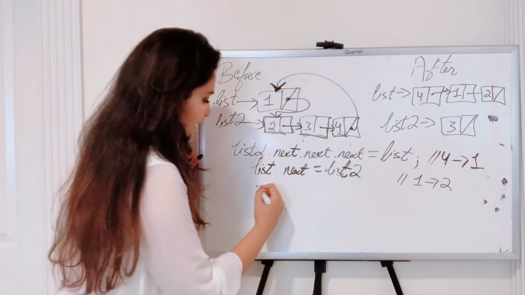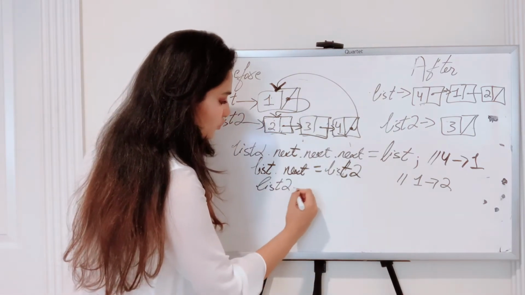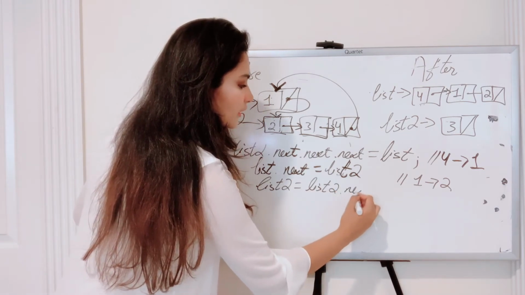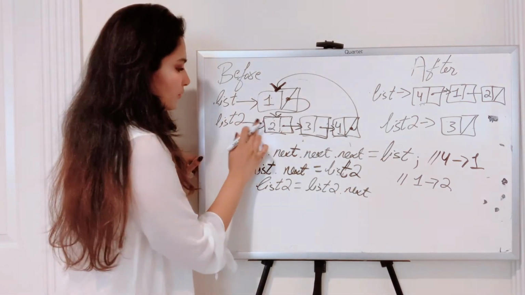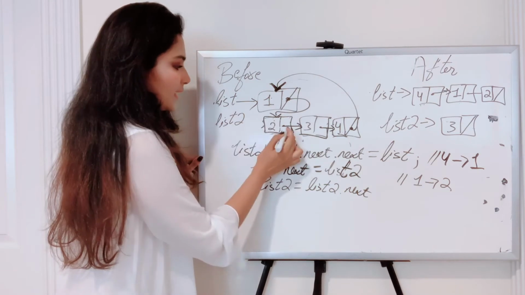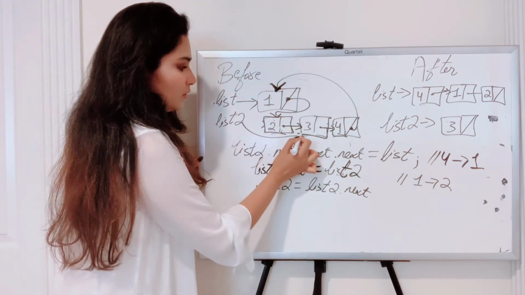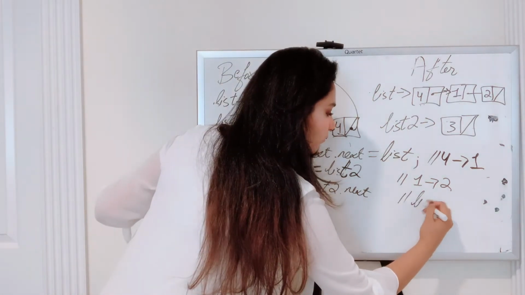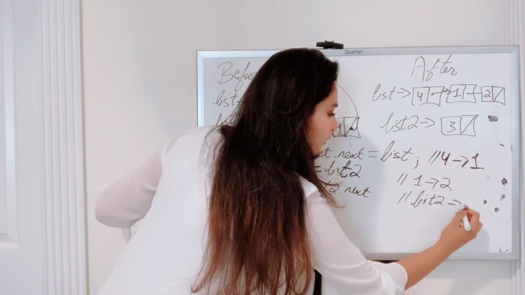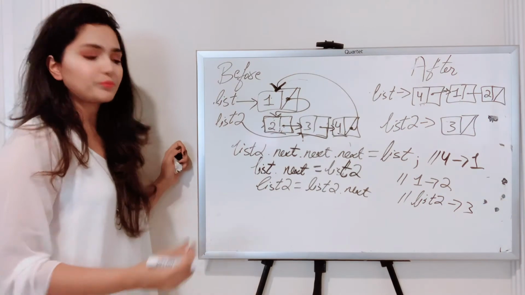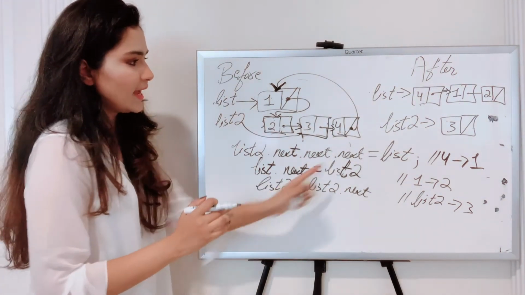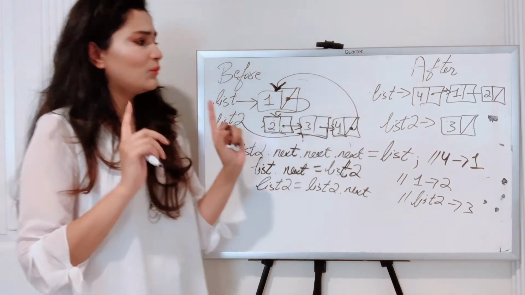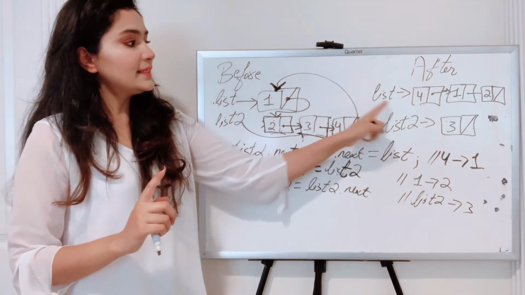We will say list 2 equals list 2 dot next. So list 2 will be equal to list 2 dot next, which is this one. So now list 2 is pointing at 3. So at this line, what happened is list 2 is pointing at 3. Okay, so we have list 2 pointing at 3, and one more step we have to do is list pointing at 4.